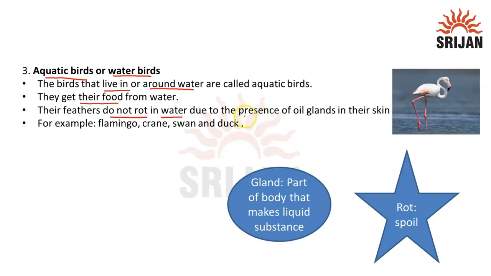Why? Because there is presence of oil glands in their skin. A gland is a part of the body that makes a liquid substance. So the oil glands prevent their feathers from rotting in water. And some of the examples are flamingo, crane, swan, and duck.